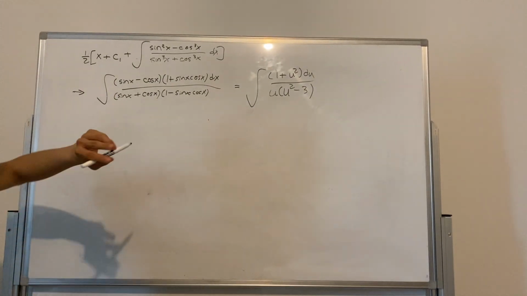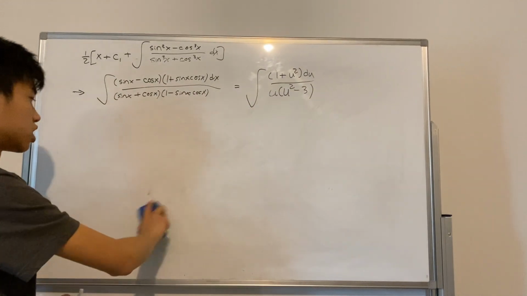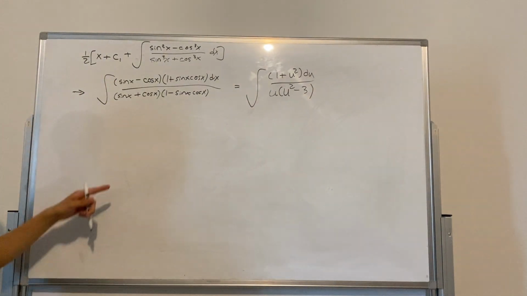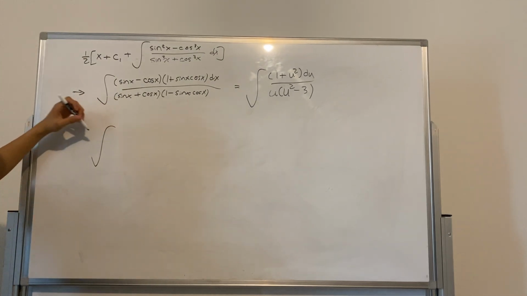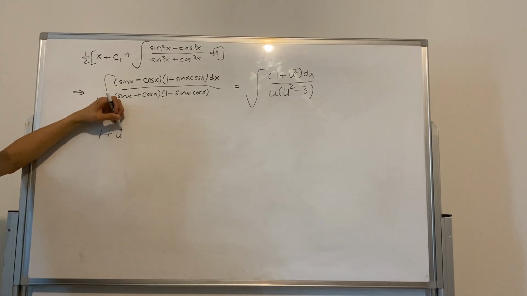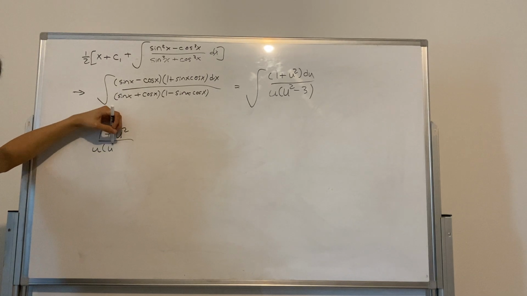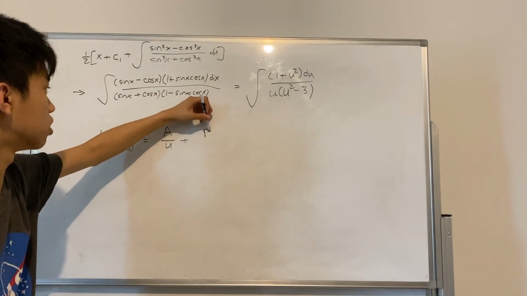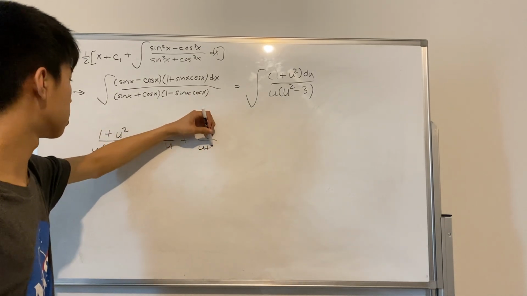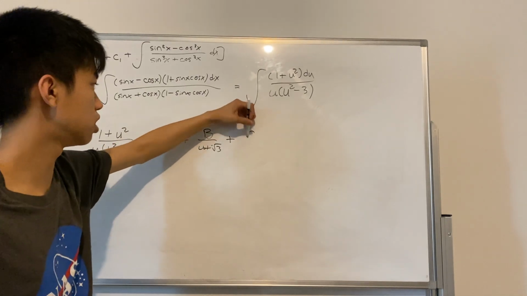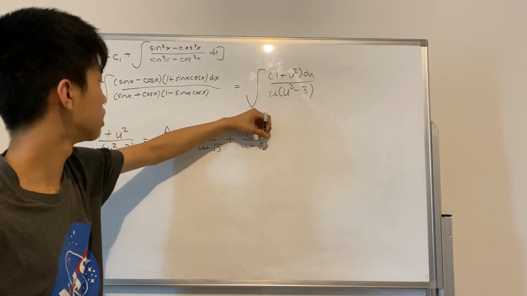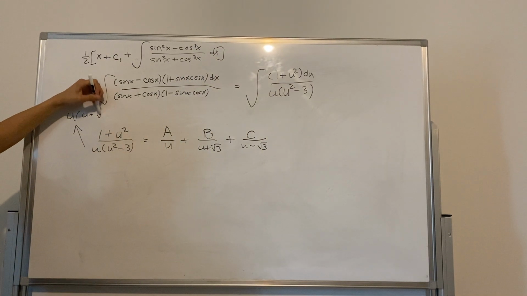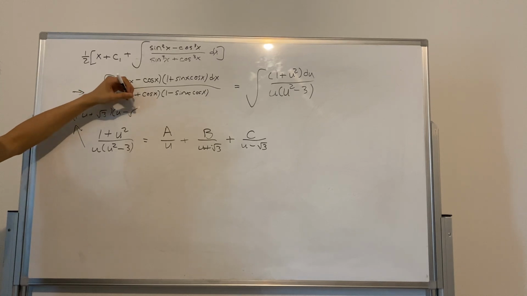Okay, so first of all, to get to the system of equations, we have to do partial fraction decomposition. So let's quickly do that. So we know that 1 plus u squared over u times u squared minus 3 is equal to a over u plus b over u plus square root of 3 plus c over u minus root 3, because that's the factorization of this. This is equal to u plus root 3, u minus root 3, difference of squares.